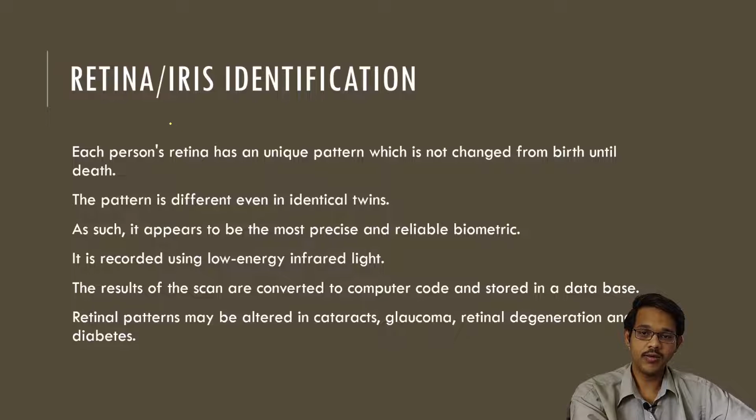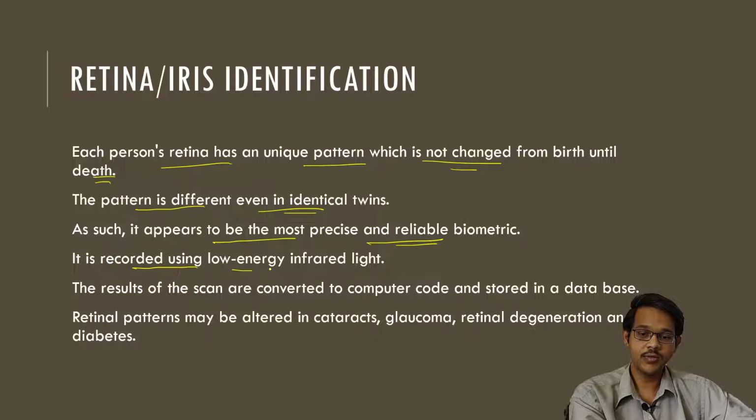Now coming to retinal or iris identification, each person's retina has a unique pattern which does not change from birth until death. So the retina is specific for each individual. The pattern is different even in identical twins. As such, it appears to be the most precise and reliable biometric. So it is the most reliable biometric which can be used for identification of persons.